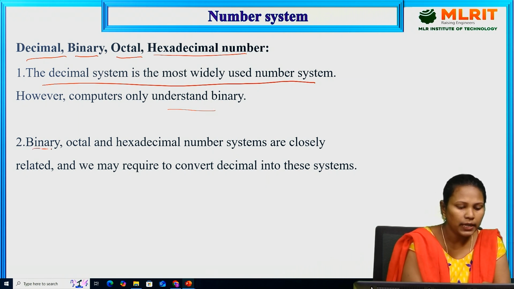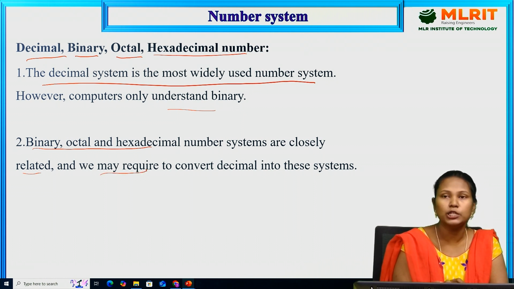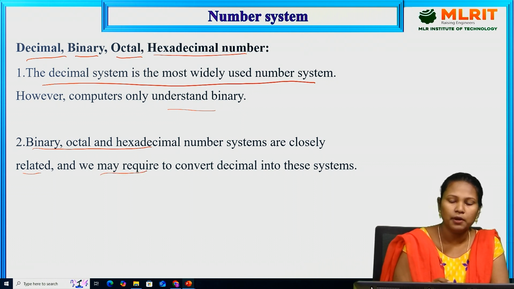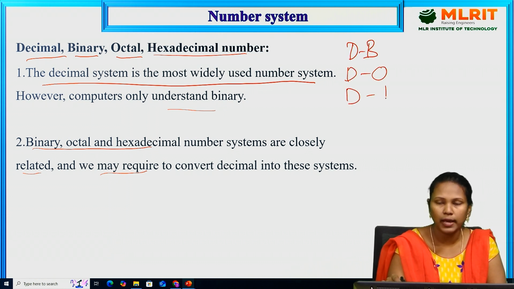The binary, octal, and hexadecimal number systems are closely related, and we may need to convert decimal into these systems. So here we are converting decimal to binary, decimal to octal, and decimal to hexadecimal also.